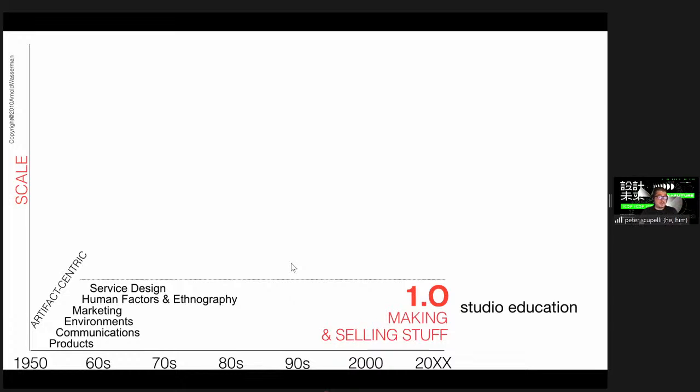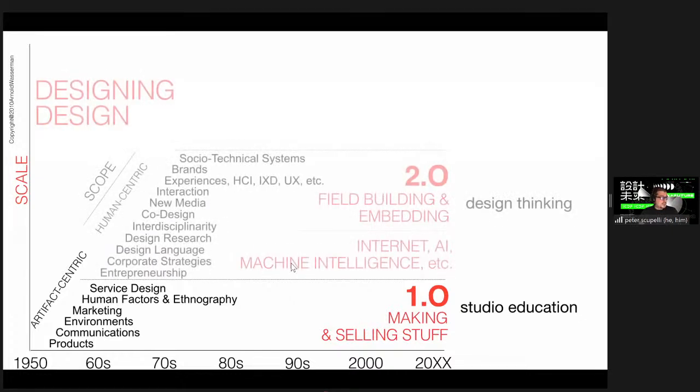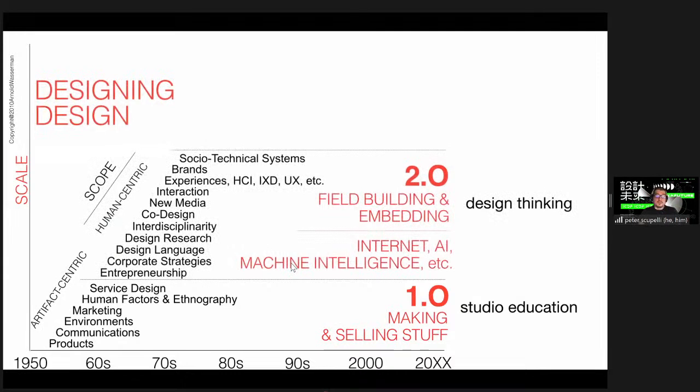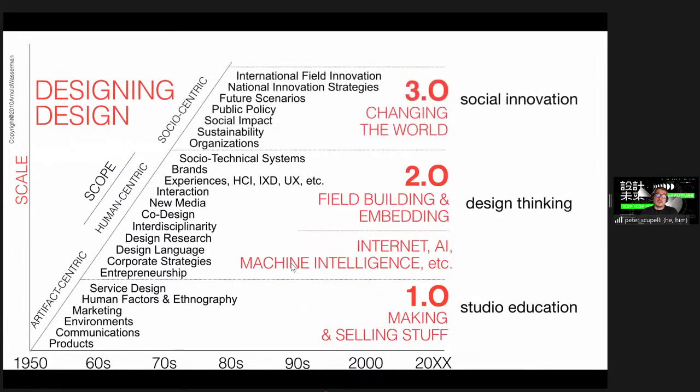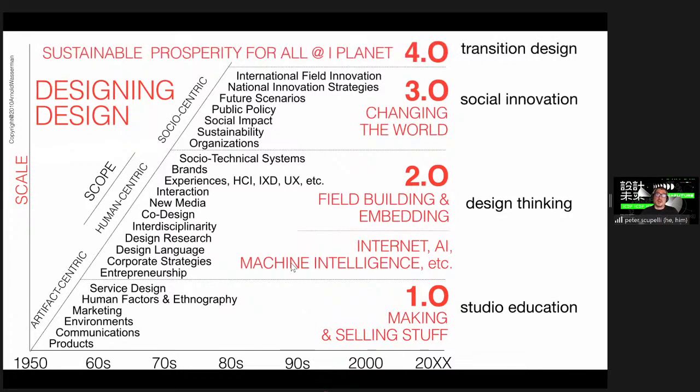And he has a different way of looking at design. He talks about how design 1.0 is really artifact-centric. And design 2.0 is where design really comes in when we're focusing on human-centric problems, whereas design 3.0 is really about changing the world, and it's sociocentric, and social innovation is the type of design that's going on. But then he talks about a fourth kind where we're looking towards sustainable prosperity for all at one planet, and he calls that design 4.0. And that's where I think transition design comes in to get to that societal level.